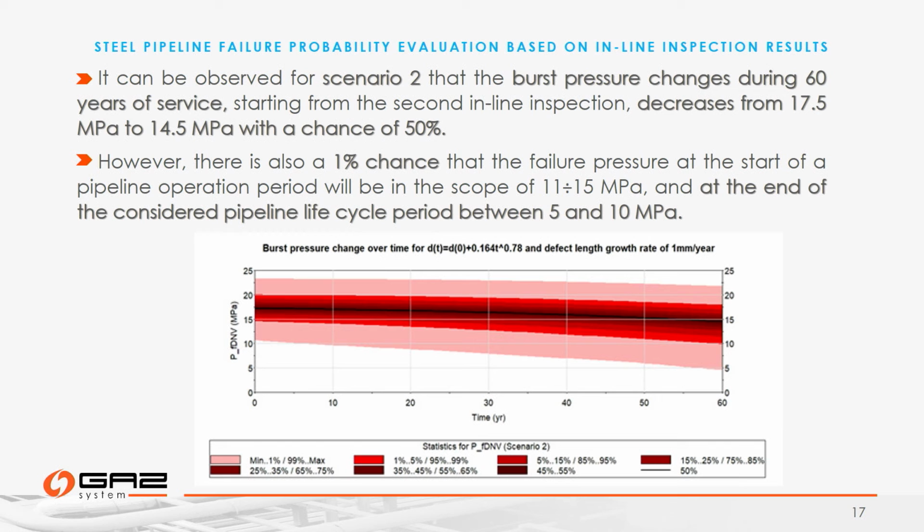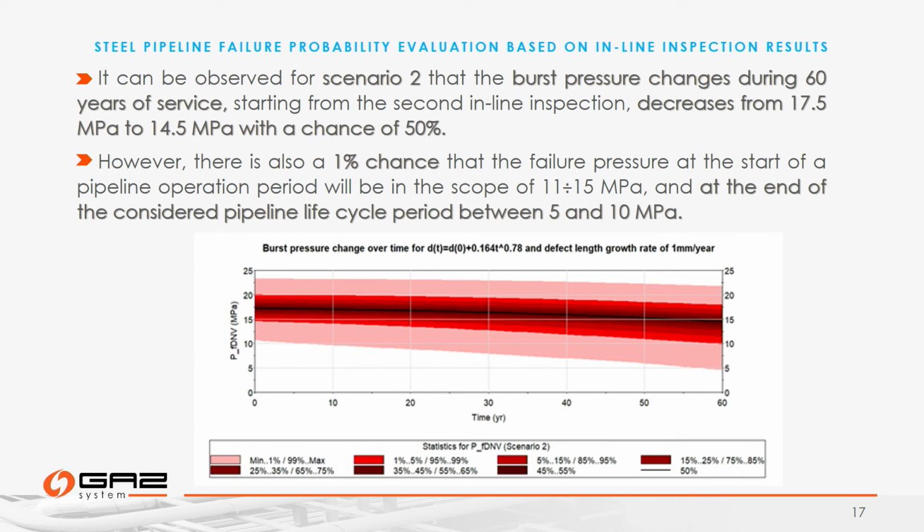And here's the 50% probability chart, and also during the 60 years of pipeline operation, the prediction shows that the burst pressure, calculated according to the DNV standard, decreases from 70.5 megapascal to 13.5 megapascal with a chance of 50%.